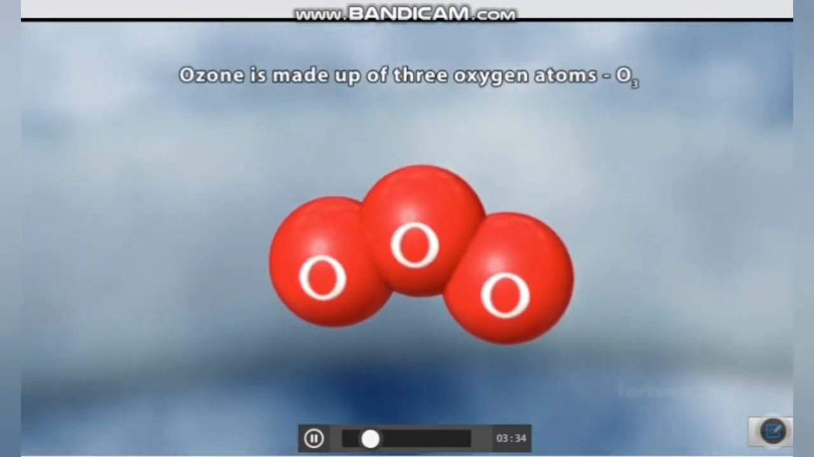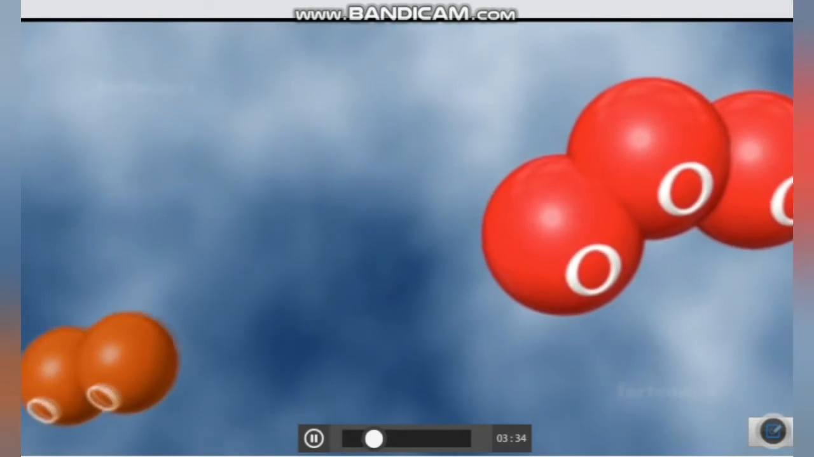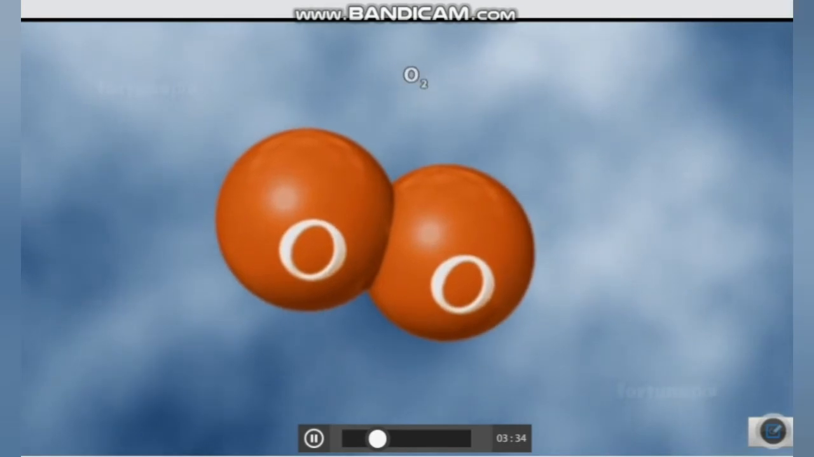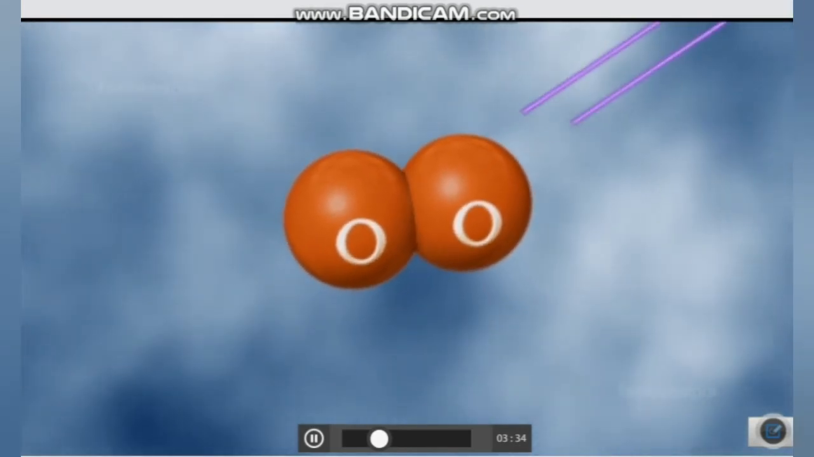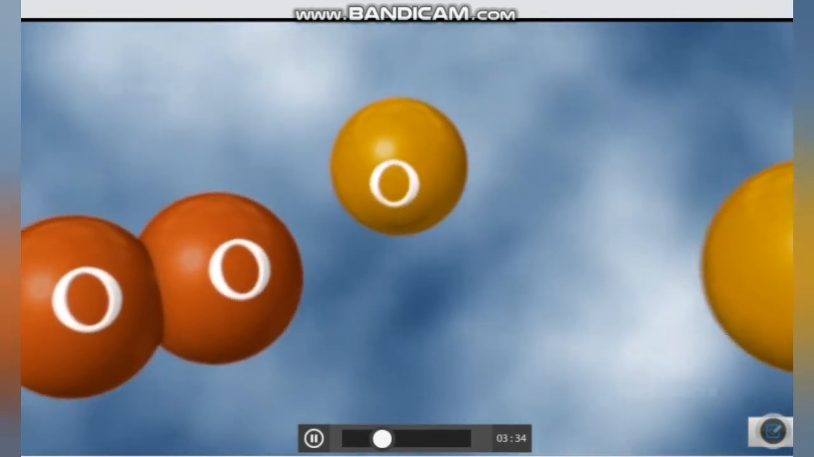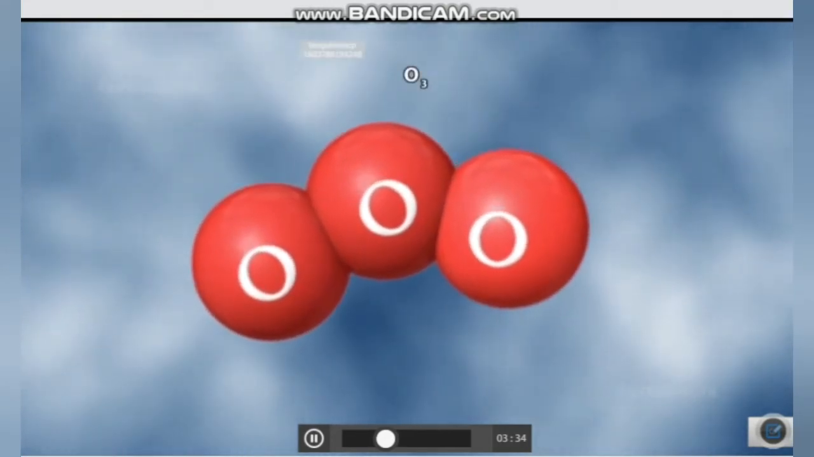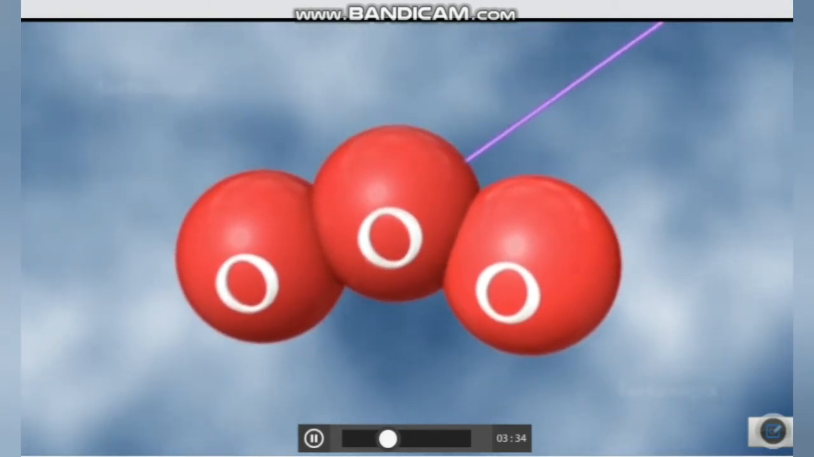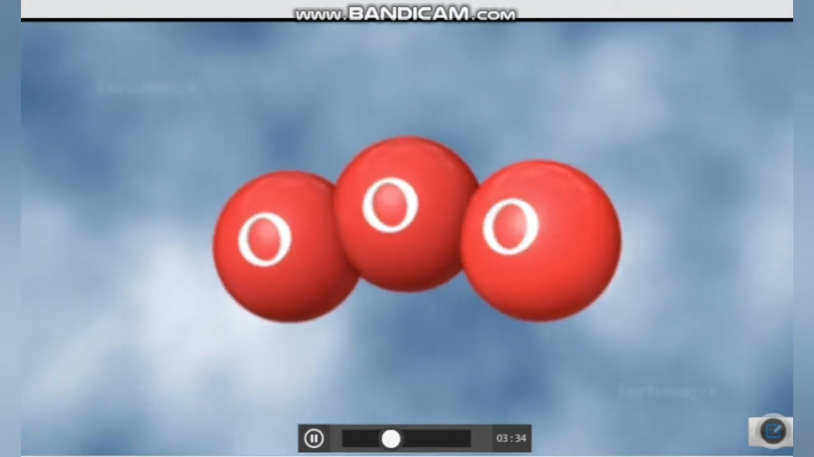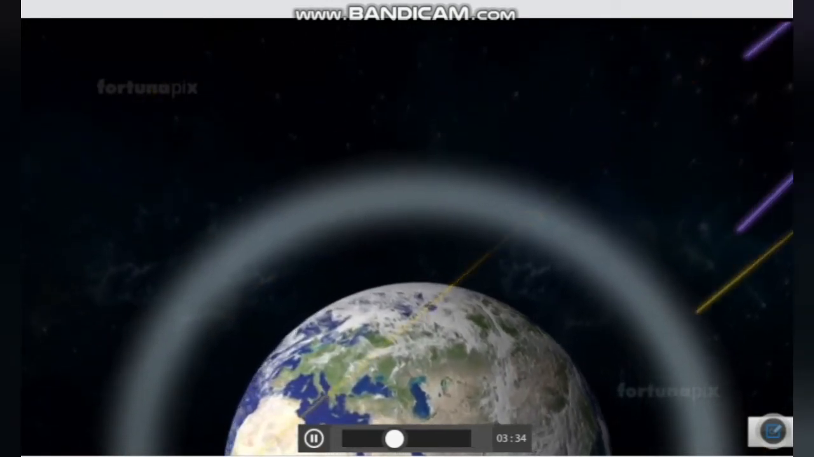Ozone is made up of 3 oxygen atoms, O3, in contrast to ordinary oxygen molecules, which consist of 2 oxygen atoms, O2. Ozone molecules form when energy from ultraviolet radiation separates the 2 atoms in an oxygen molecule. The separate oxygen atoms then recombine with oxygen molecules to form ozone. The formation and destruction of ozone happen continuously at the same rate. As a result of this equilibrium, the amount of ozone in the atmosphere remains essentially the same.